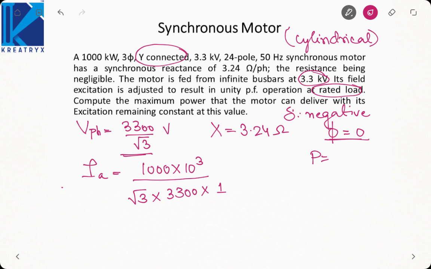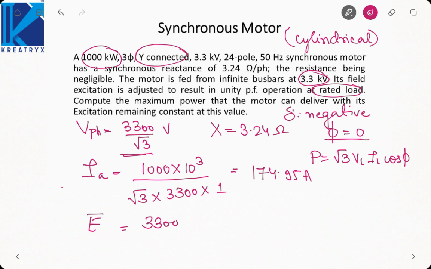Here I am using P is equal to root 3 VL IL cos phi. As you can see, the power given is in terms of real power. So, this current comes out to be 174.95 ampere. Once I have this, I can find out EMF. It is 3300 by root 3 minus 174.95 at an angle of 0 into j 3.24. That will be my EMF.